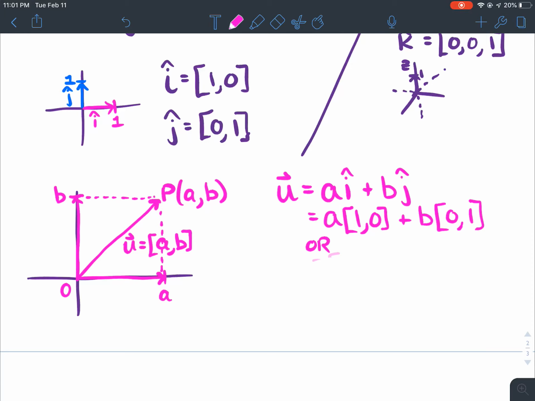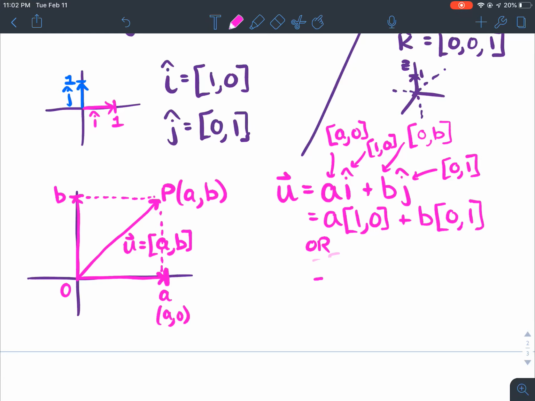Well, I'm just going to say we know vector A is, if you split it up into components, A, 0. And this vector over here is 0, B, right? If we're representing this point on the line, we would call it A, 0. And then we also know that this vector is 1, 0. We know that this unit vector is 0, 1.